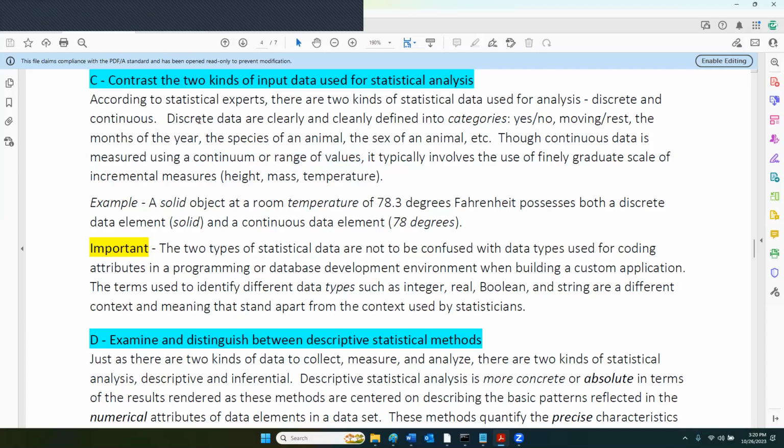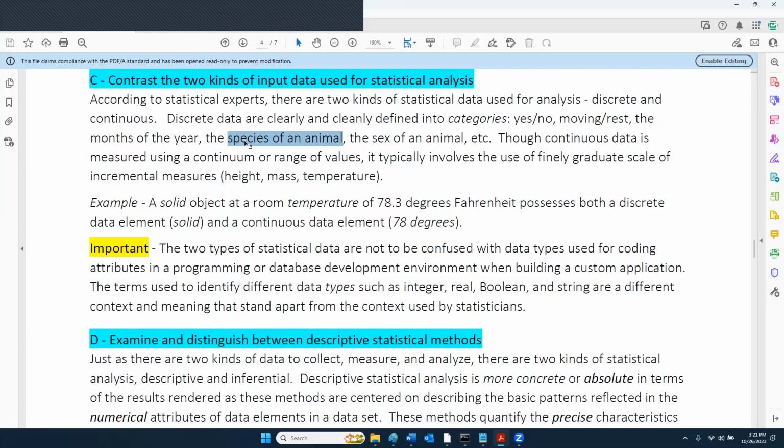When we talk about discrete data, we're talking about data that falls into very cleanly and clearly defined categories, like whether an object is moving or at rest, or the months of the year, or the days of the week, or the species of an animal. Ordinarily, when we talk about the species of an animal, there could be different breeds of a species, but it's pretty clear that there's a difference between a bear and a mountain lion, right?